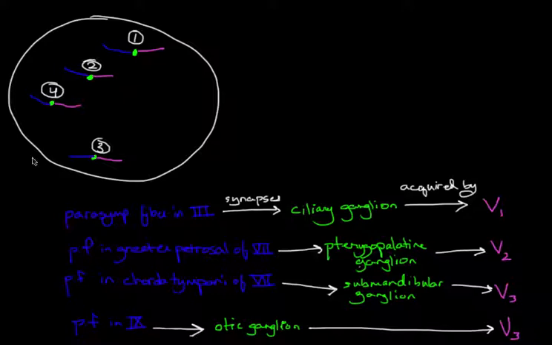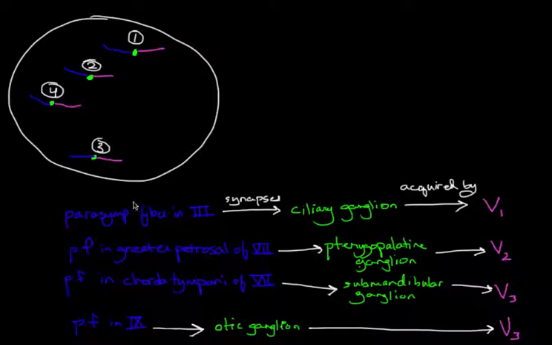One of the reasons parasympathetic fibers are slightly confusing is because they will start off in one nerve and then they'll synapse at a ganglion and get picked up by another nerve. That's the big picture idea, and if you can grasp that, it's going to really help. So again, let me just repeat that: a parasympathetic fiber will start off in one nerve, it'll synapse at a ganglion, and then it gets acquired or picked up by a different nerve.